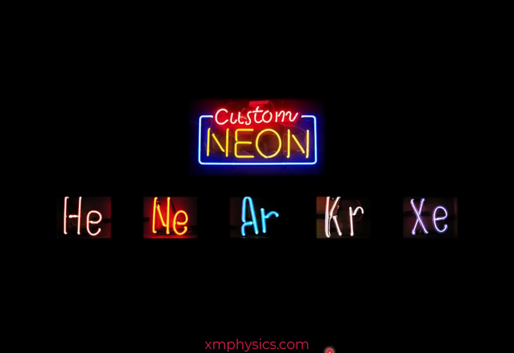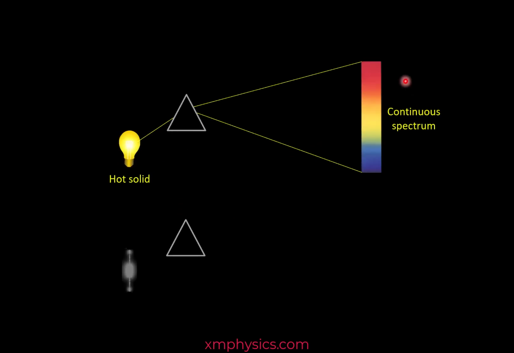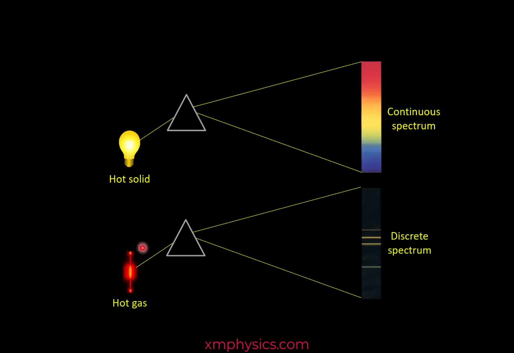Hello, do you know that hot gases emit light with discrete line spectrum? What do I mean by that? Now, most hot objects emit light with a continuous spectrum. It could be the hot tungsten filament, it could be a candle flame, it could be the sunlight. They all have a continuous spectrum, from the reddest red to the bluest blue. The light given off by hot gases, however, show a discrete line spectrum.